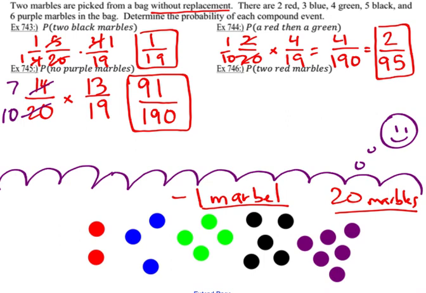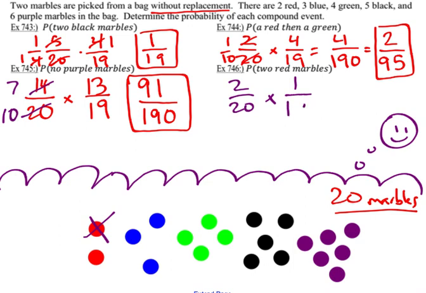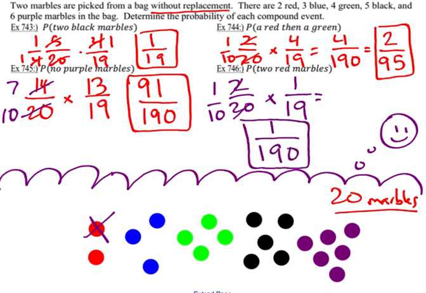Okay, next, the probability of picking 2 red marbles. Okay, 2 red marbles. We're going to pick a red. Here it is. There's 2 marbles out of 20 that are red. Okay, now I've picked it. It's no longer there. And I'm going to pick another red marble. There's only 1 red marble left out of the 19 marbles that are there. So it's going to be 1 out of 19. Now 2 out of 20 we can reduce to 1/10. 1/10 times 1/19 is 1 out of 190. So the probability of picking both red marbles is 1 out of 190.